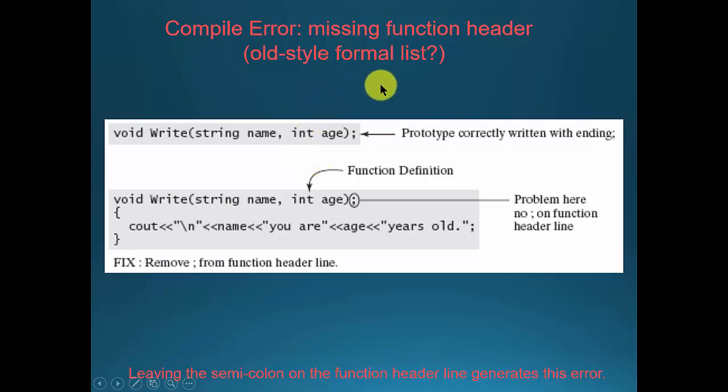Another one is missing function header. And so here we have our function prototype. And then in the function definition, this is one that almost everyone does. You're getting used to putting semicolons at the end of every statement, and you accidentally put one in your function definition right after your header line. When you do that, it disconnects this block of code from this function definition. And so the solution is to remove the semicolon, but just realize that's a common error as well.